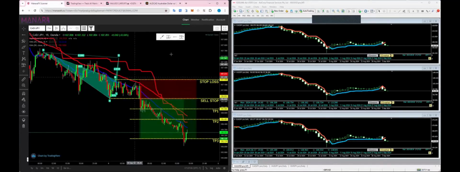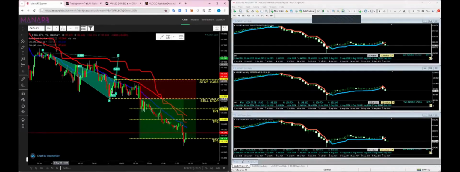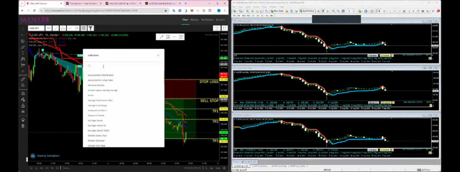And then, now for the Manara indicators, it's very easy because you are going to click the 4th button from right to left. 1, 2, 3, 4. This one right here. And you're going to type super trend right there. Select it.